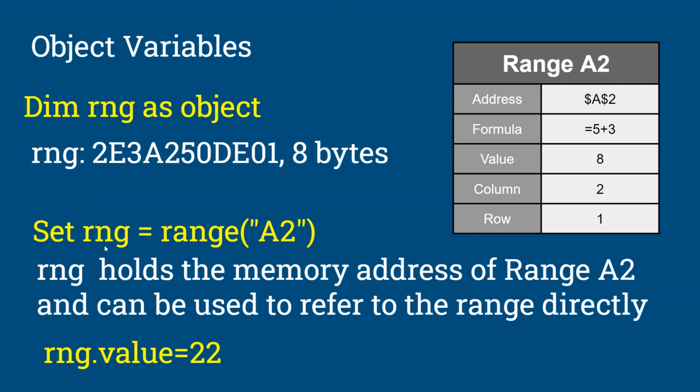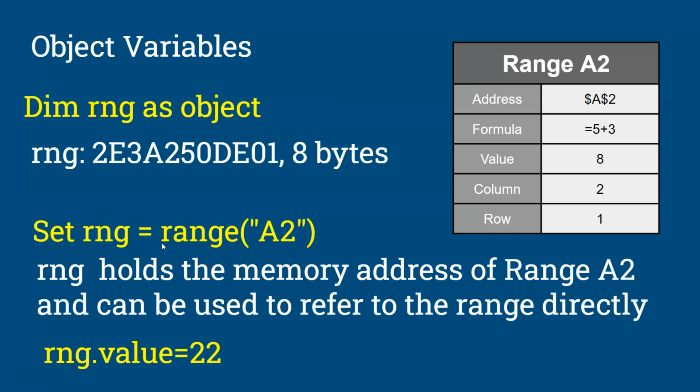But now we're saying, here's a way to refer to that object. I just want to remember that object located, that gets found by this, I'm going to call rng. So now I can say rng.Value equals 22, and it will change what's in range A2. So an object, you can think of it as saying, you know what, I just want to make a nickname for the object, kind of a quick way to be able to refer to that object. Because this might be long.